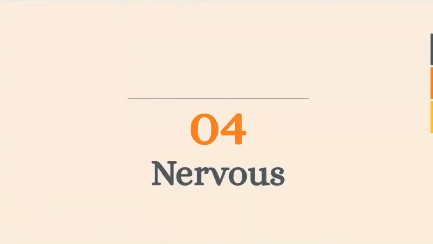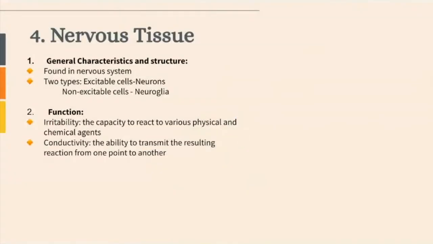Okay, the last one is nervous tissue. Nervous tissue is actually a type of primary tissue, found in the nervous system. There are two types. Excitable cells, we call them neurons. Non-excitable cells, we call them glia or neuroglia. It functions in irritability, the capacity to react to various physical and chemical agents, and conductivity, the ability to transmit the resulting reaction from one point to another.